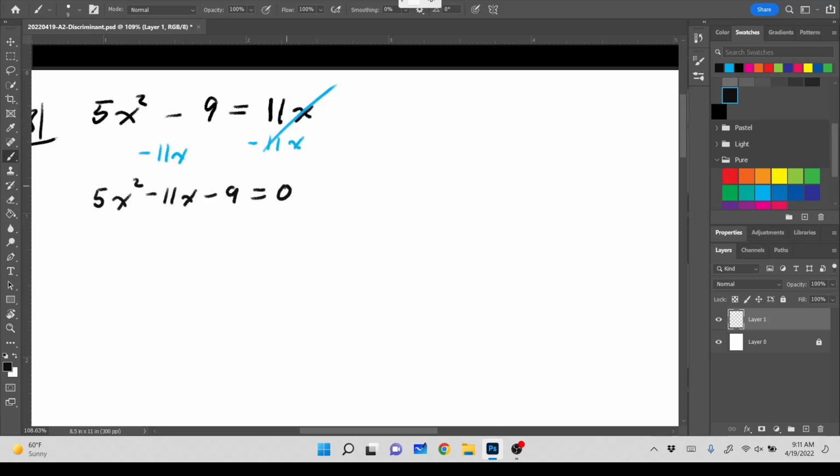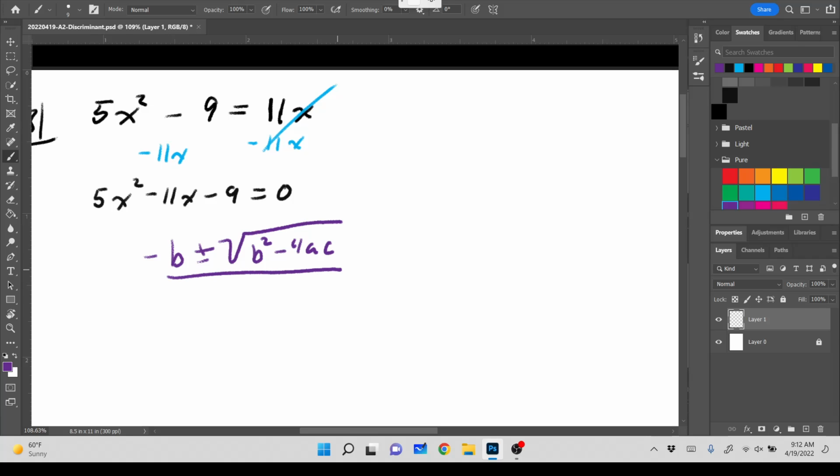Okay, so what's the quadratic formula? The opposite of b plus or minus the square root of b squared minus 4ac, all over 2a. Yeah. It is that, and you do need to memorize it. I've said this before and probably will say it again.